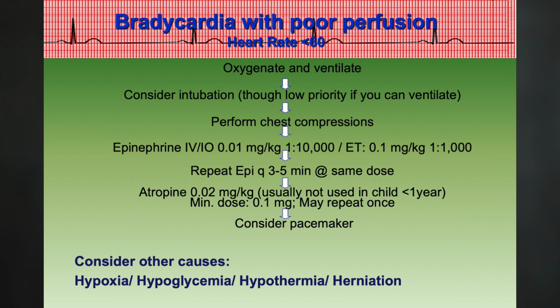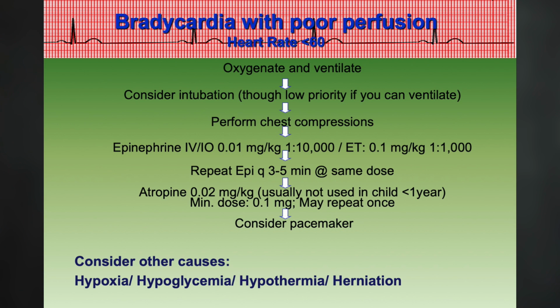If after 30 seconds to 1 minute of ventilation and oxygenation the child remains bradycardic, we should consider intubation and advanced airway, but we should also begin CPR chest compressions. If after 30 seconds to 1 minute of CPR and oxygenation and ventilation, the child remains bradycardic with a heart rate below 60 and poor signs of perfusion, we should administer epinephrine to that child. Epinephrine, again, is dosed on your pre-calculated system, which would show you what 0.01 milligrams per kilogram would be.